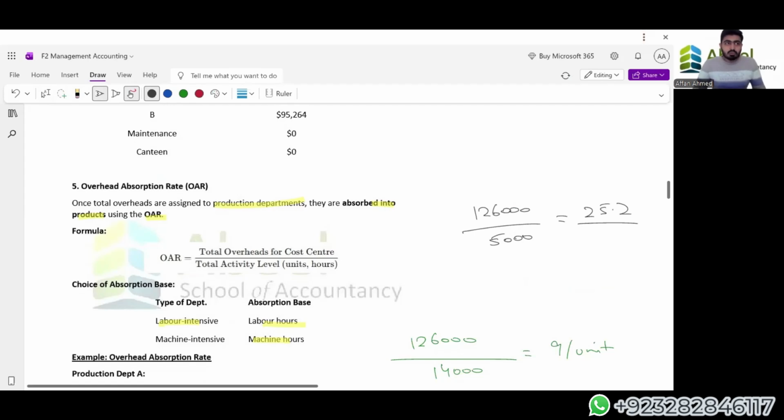Now, if a person told me that one unit takes 4 labor hours, so for one unit we have 4 hours, then my overhead absorbed per unit would have been 25.2 times 4, and that would be 100.8. That would be the overhead absorbed per unit. Okay, so this seems a more logical understanding of OAR here.